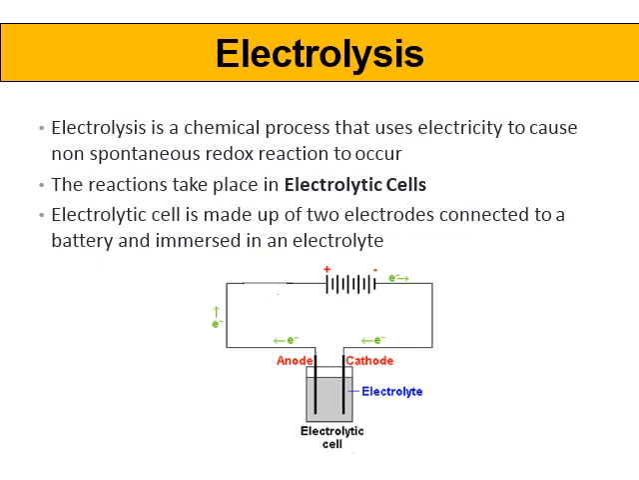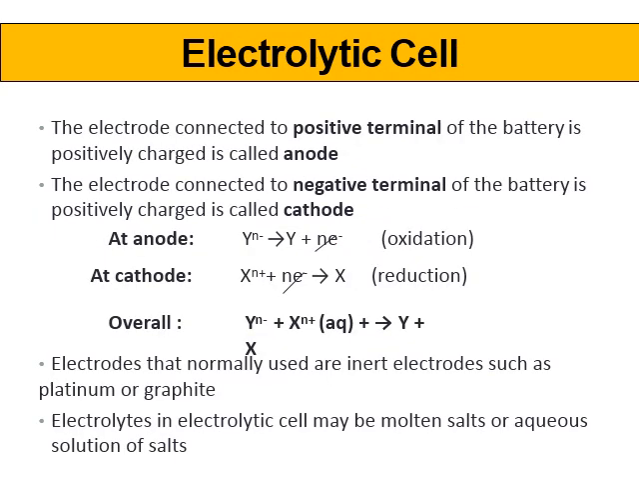Alright, so we have anode, we have cathode, we have the electrolytes, we have the electrolytic cell. What we have here, we change it into this one, instead of voltmeter. The electrode connected to the positive terminal of the battery is normally called anode. The electrode connected to the negative terminal of the battery we usually call cathode.